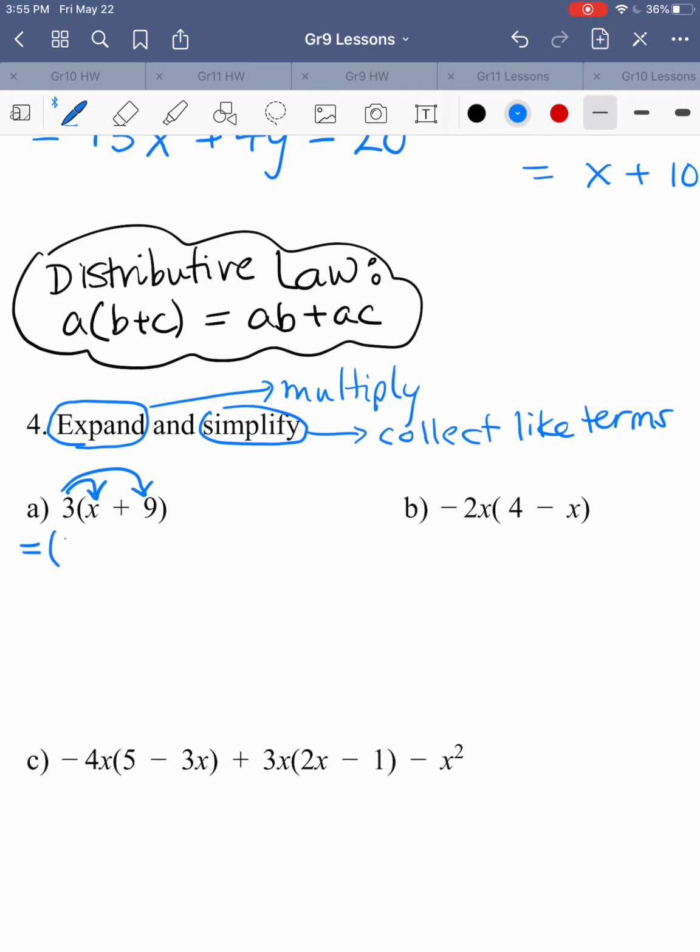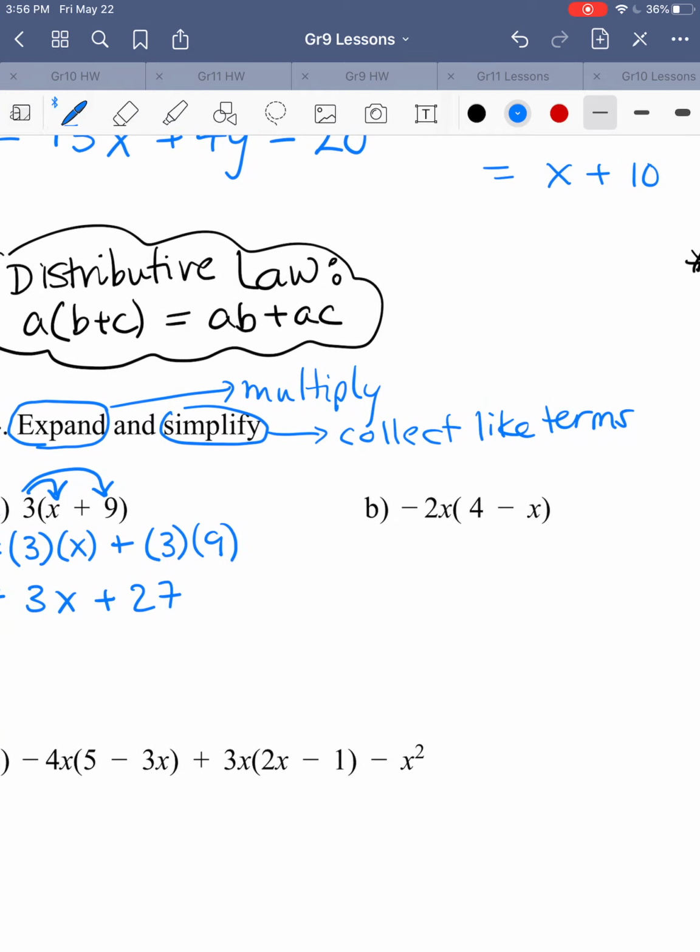So we have to expand. We have 3 times x plus 3 times 9. 3 times x gives us 3x, and 3 times 9 gives us 27. So we end up with 3x plus 27. Now we've expanded, and can we simplify? No, we can't simplify any further because we don't have any like terms. Let's go and do the same thing for b.